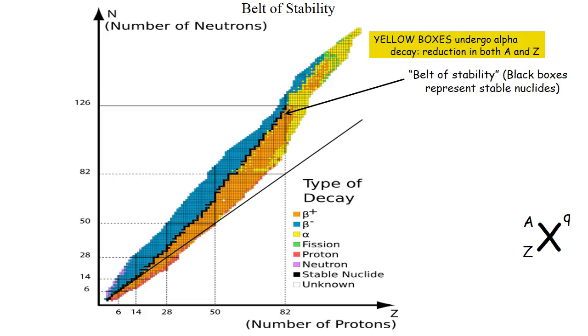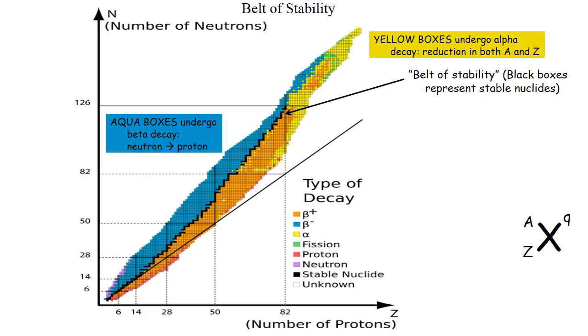So the yellow box is at the very top, way above the black belt of stability. These boxes are nuclei that undergo alpha decay, which causes a reduction in both the atomic number, Z, and the mass number, which is A. And so that's going to cause them to come back down toward the black diagonal line.